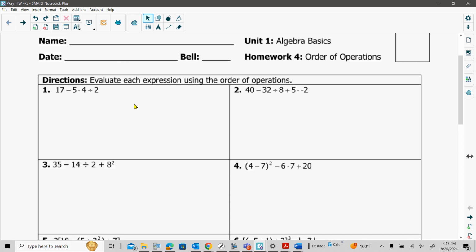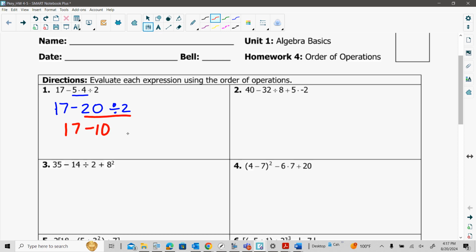On the first three, there's no grouping, so you just have to check for step 2, which is exponent. We don't have that. So then we go multiplying, dividing, and we do it based on what we see first when we read it left to right. So hopefully you recognize that you had to do that 5 times 4 first, rewrite the expression, get the following, and then you should be able to do your division here. Doing the division right here first, so this actually turns into 17 minus 10, which means our answer is 7.